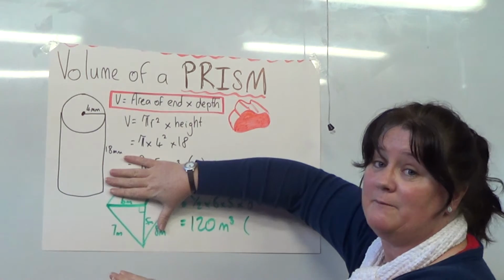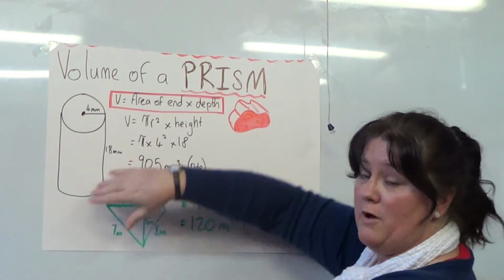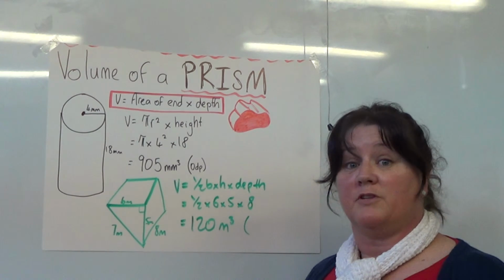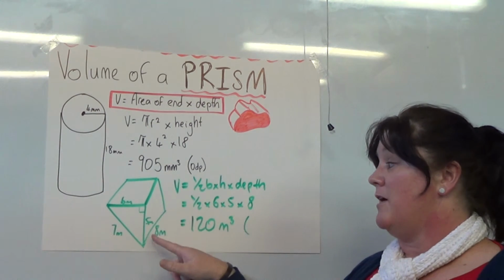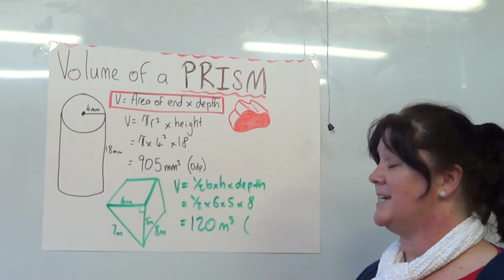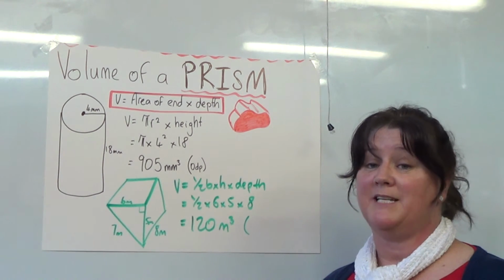We discard that information. We only need the 6 and the 5. So half times 6 times 5 will give us the area of the triangle. If we multiply that by the depth, in this case, of 8, we get 120 metres cubed.